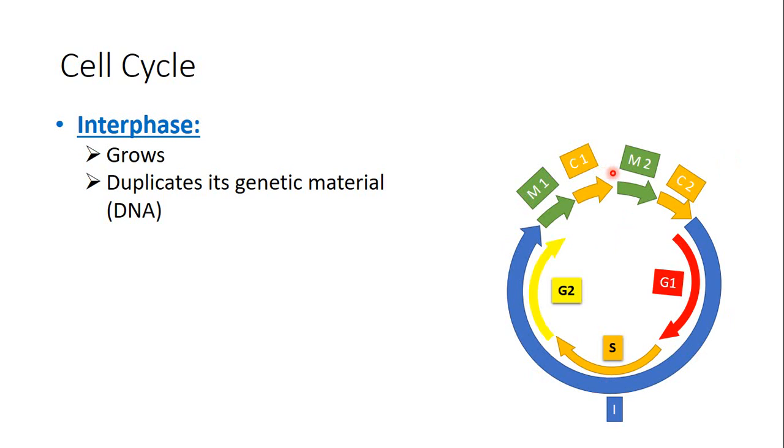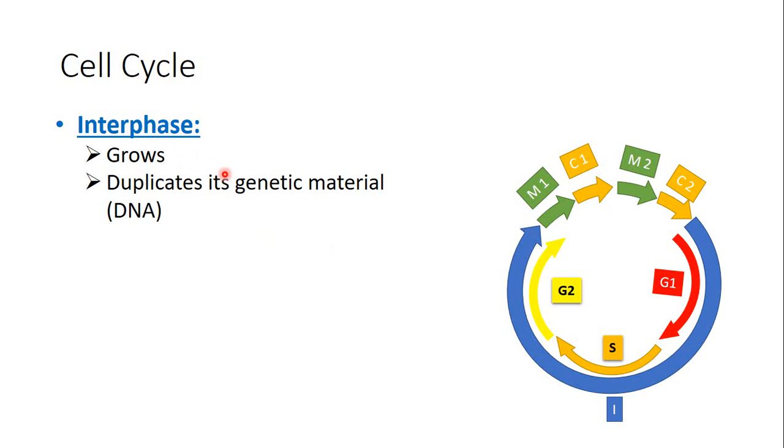Here is the cell cycle. In the mitosis we had one mitotic phase and then the cytokinesis. The interphase is exactly the same in both mitosis and meiosis. The only difference here is that we have two phases of cell division instead of one phase in the mitosis. So let's go into details.